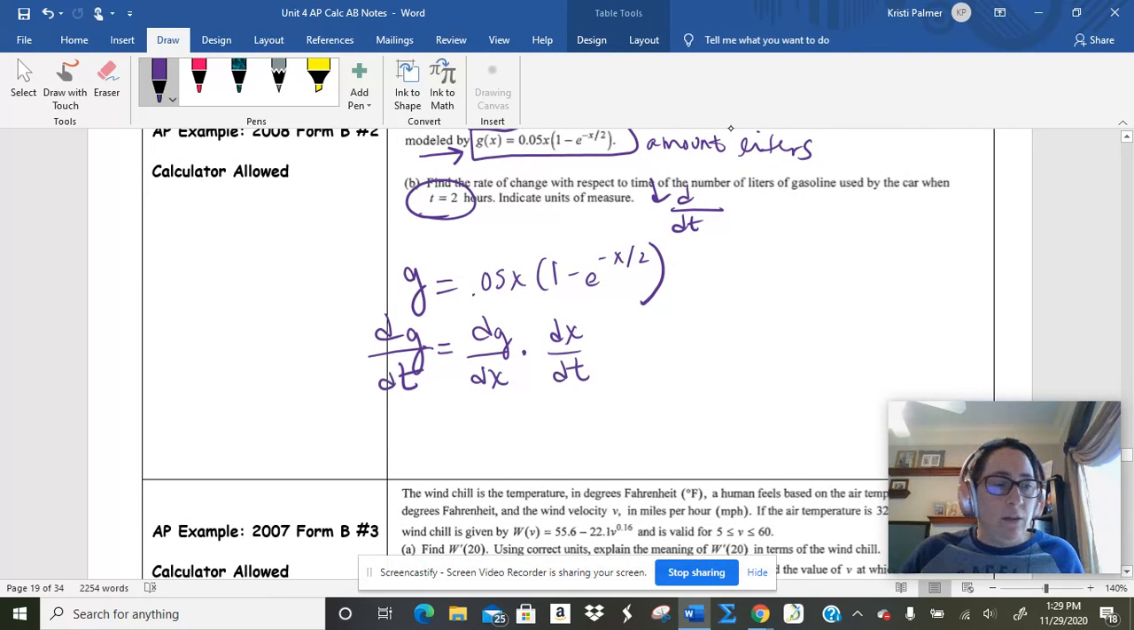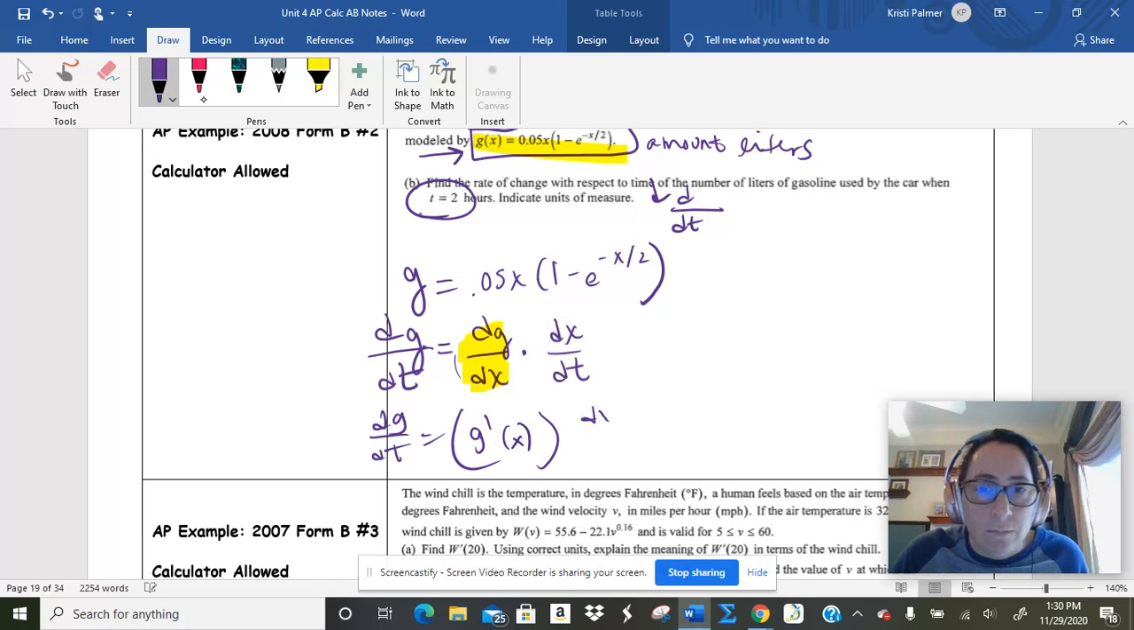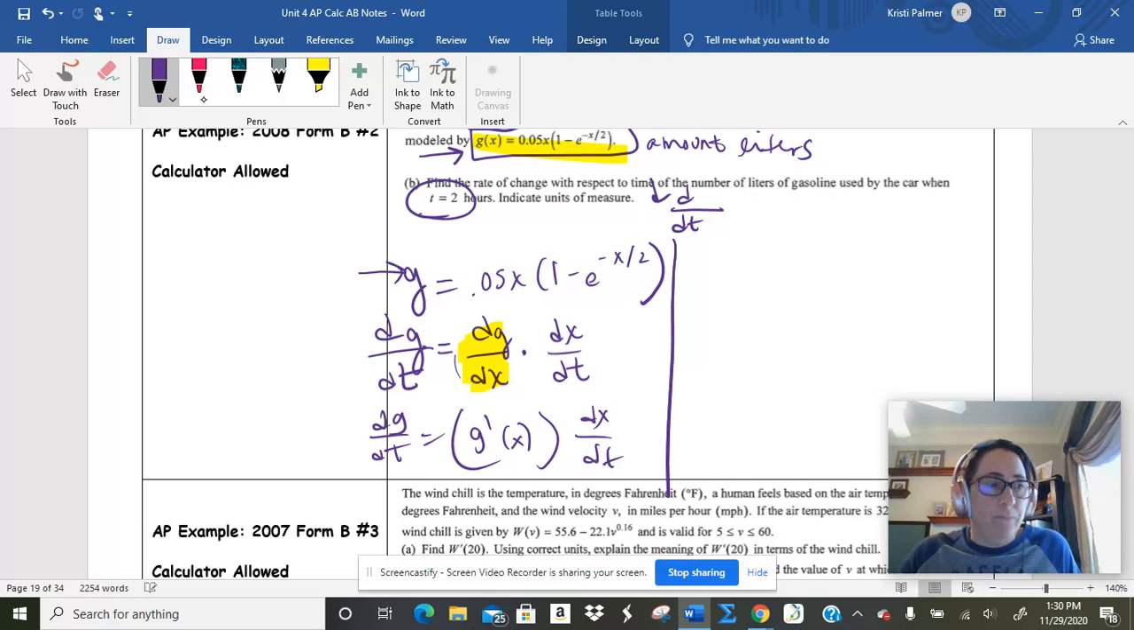So now, if I look at this, I'm going to say what I'm looking for. This piece right here is actually the same as if I took the derivative of this piece. Okay, so that's like if I took the derivative of that right there. Agreed? So now I'm trying to find the dg dt when t is 2.